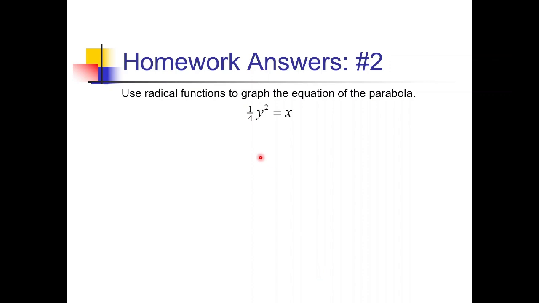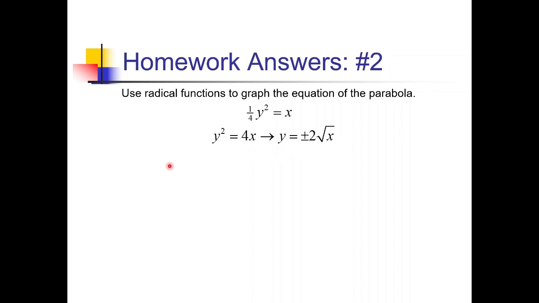For this problem and the next two after this one, they want us to use radical functions to graph the equation of this parabola. So on all of these, we're basically going to get y by itself and then graph two different radical functions based off of that. So our first step here, we're going to multiply both sides by 4. That'll give me 4x over there. And then I'm going to take the square root of both sides. I have to remember my plus or minus when I do that. So this is going to give me y equals plus or minus the square root of 4x, which I could also turn into 2 radical x if I wanted to. I could actually go either way on this one.